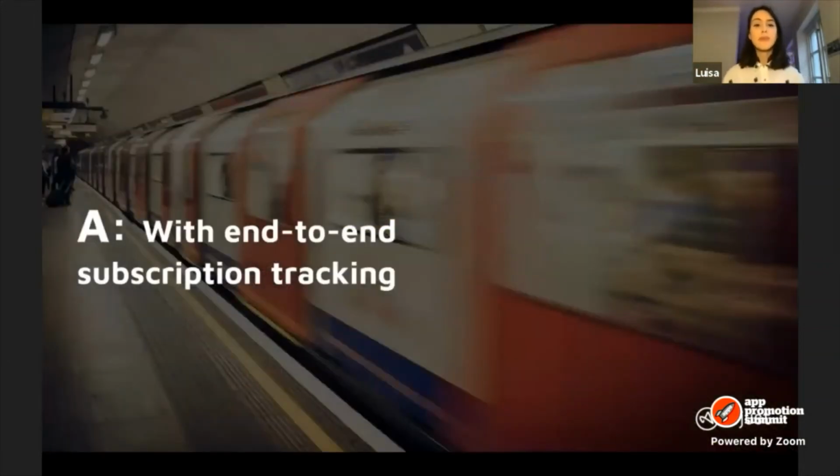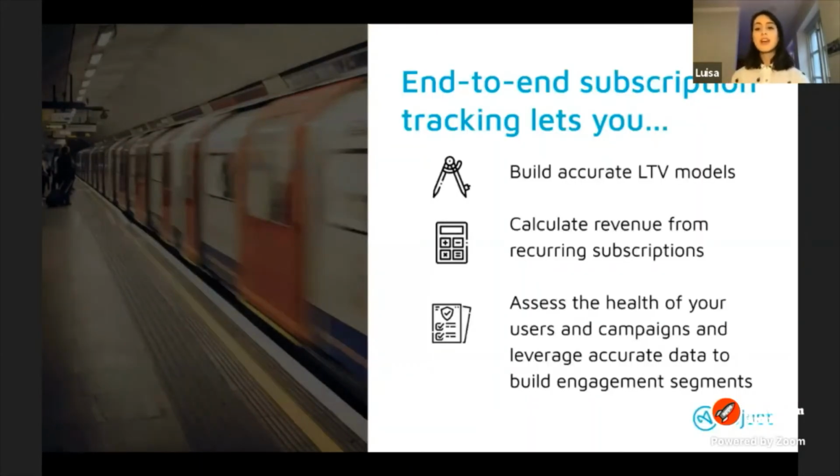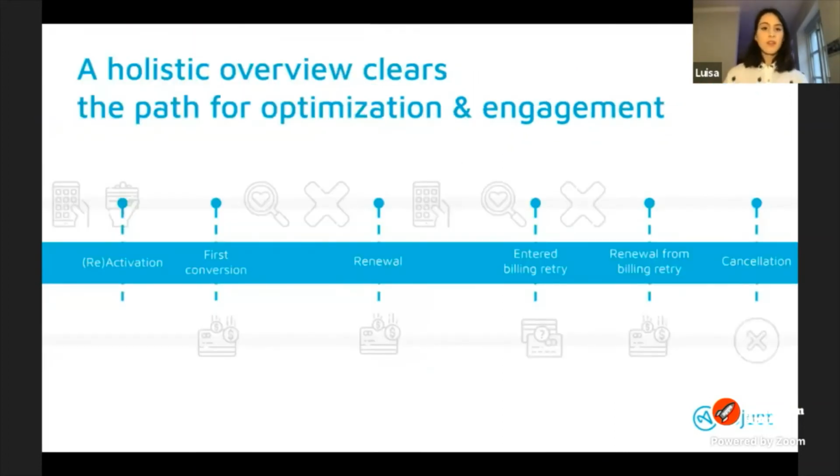The answer is by implementing end-to-end subscription tracking. The reason is that this is going to allow you to build accurate LTV models because you're making sense out of the data. You can calculate the revenue from the recurrent subscription by understanding when they happen and exactly all the subscription events. As a result, you can assess the health of your users and the campaigns, so you can leverage all the data and build engagement segments to do retargeting, to do all the actions that are going to follow the data analysis. As a result, you don't have discontinuous timelines anymore.